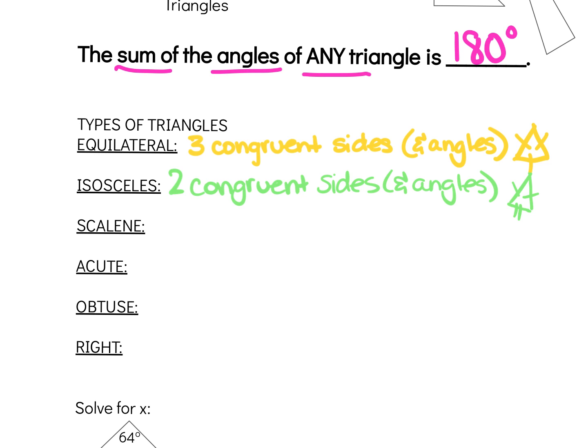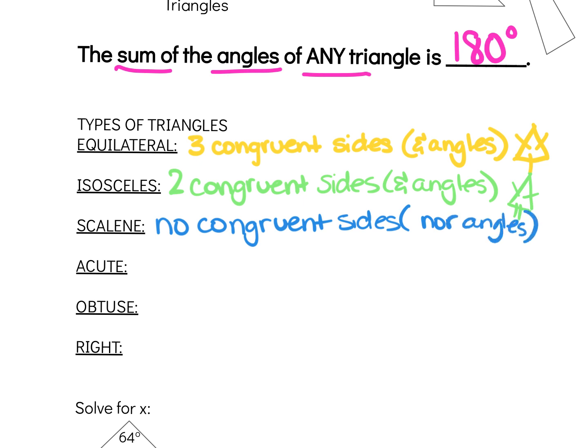A scalene triangle has no congruent sides or angles. So this might look like this, where we don't have any of the same sides. Made that one a little crazy. Try to fix that there.